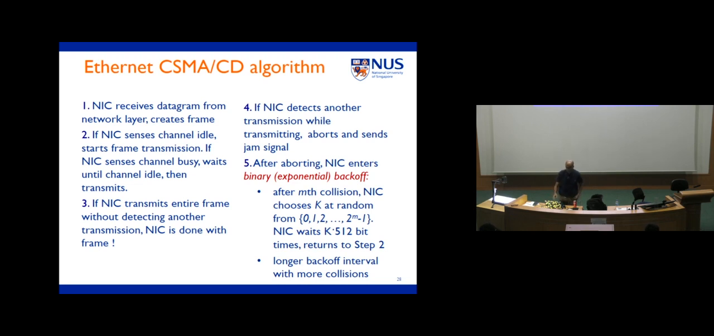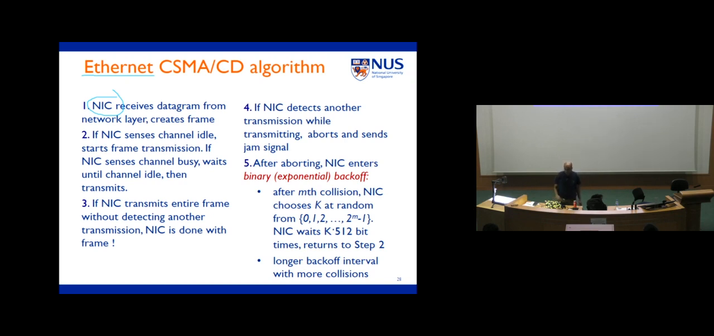So this is how your Ethernet would usually work, or your CSMA/CD in the Ethernet protocol. Let's go through the steps anyway. So NIC is the network interface card, where the MAC protocol is implemented, or the network adapter card, if you want to put it that way. So when you get a packet from the network layer, you add your headers and trailers and whatever, and you create your frame. That's easy.